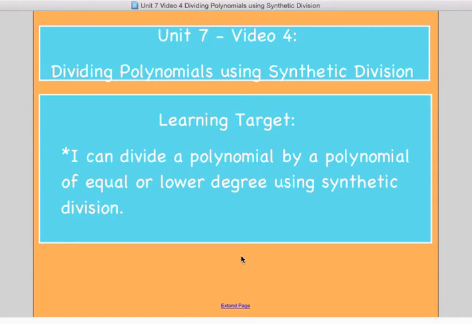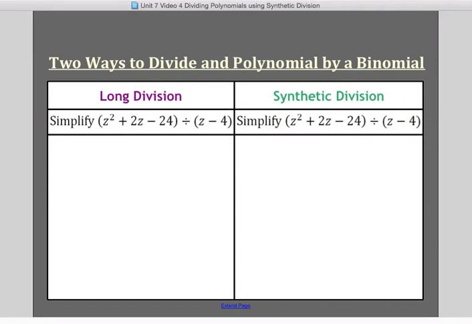So yesterday you learned how to divide polynomials using long division, so we're going to be doing the same thing as yesterday, however it's a different method. Your learning target is that you can divide a polynomial by a polynomial of equal or lower degree using synthetic division. So we have our two ways to divide a polynomial by a binomial. There's long division and there's synthetic.